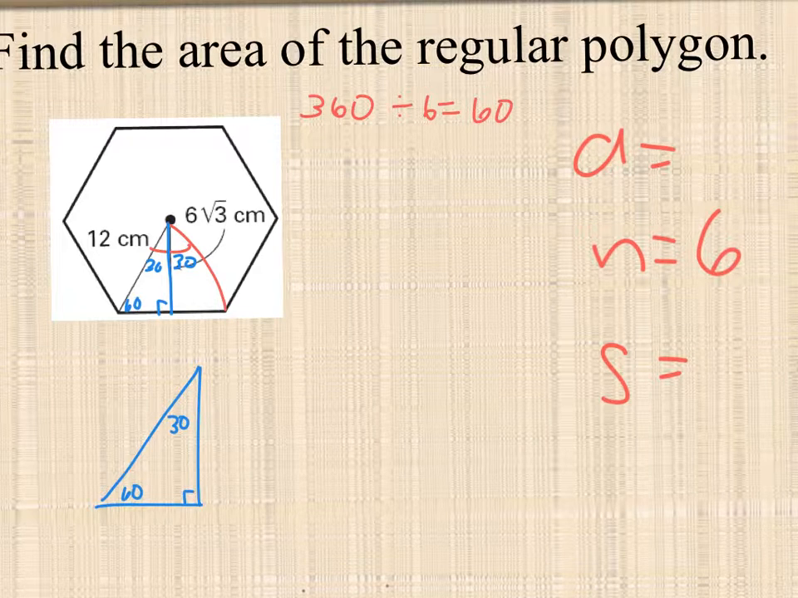Wait, how'd you say that the top angle was 60 again? You do 360 divided by 6, because that would be your central angle, and then you have to cut it in half with the apothem. So every time you do one of these, you start the same way.